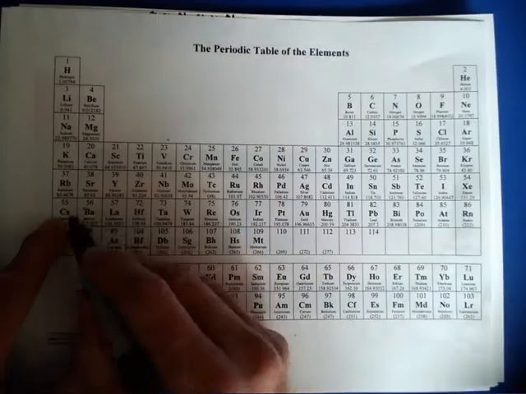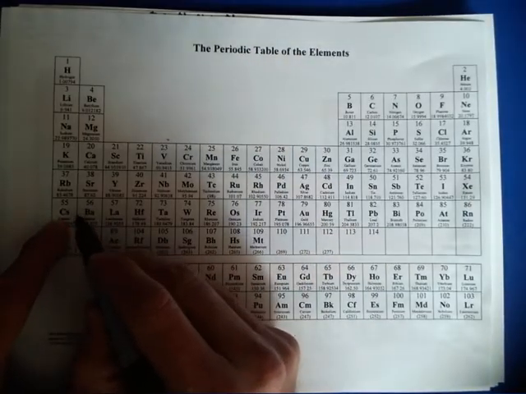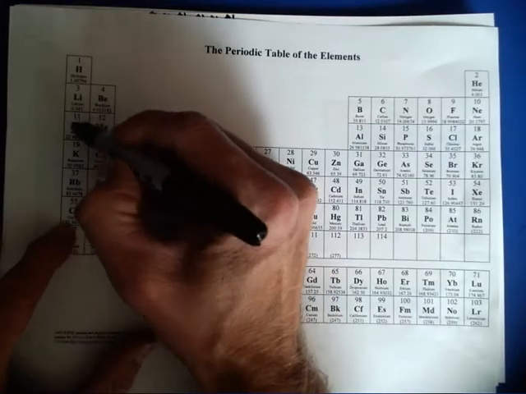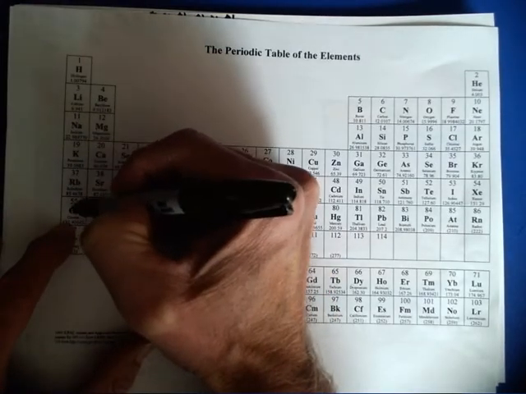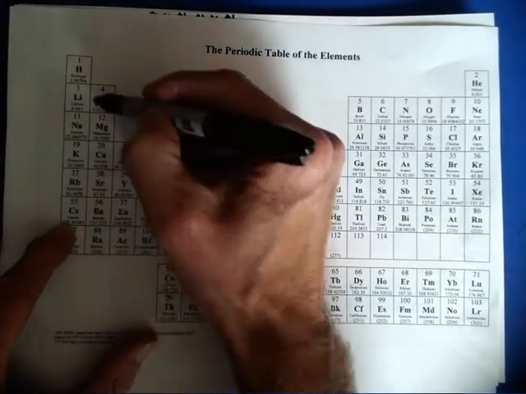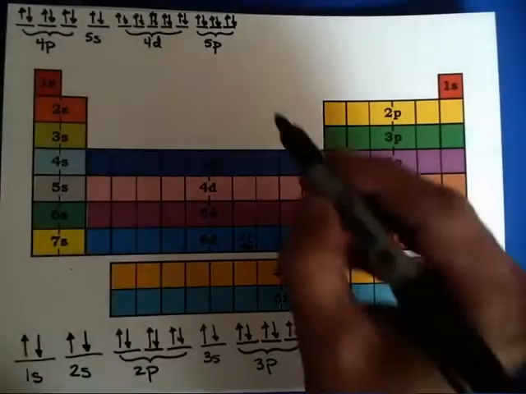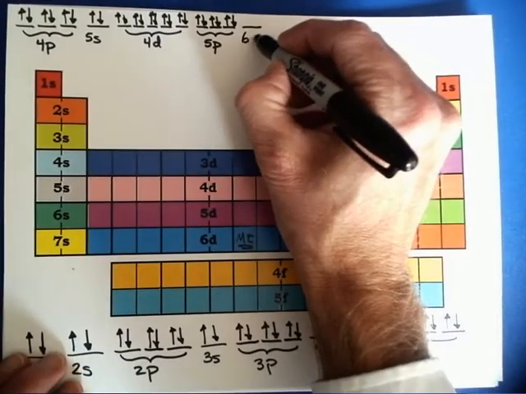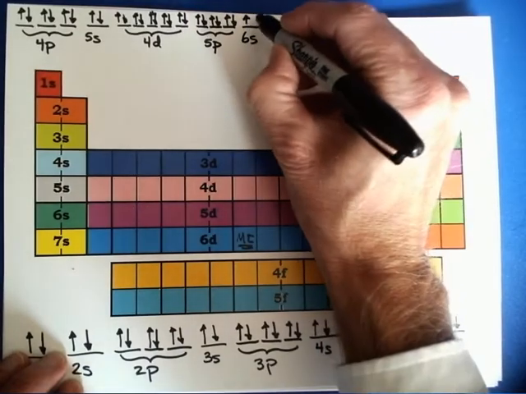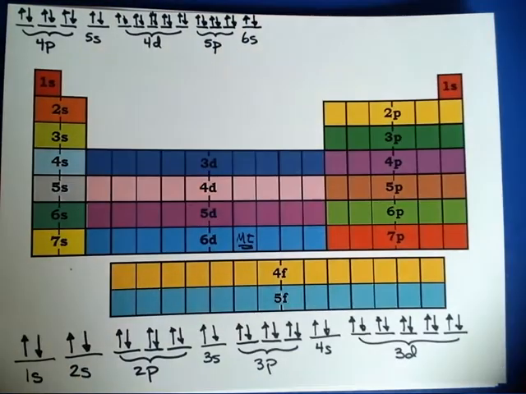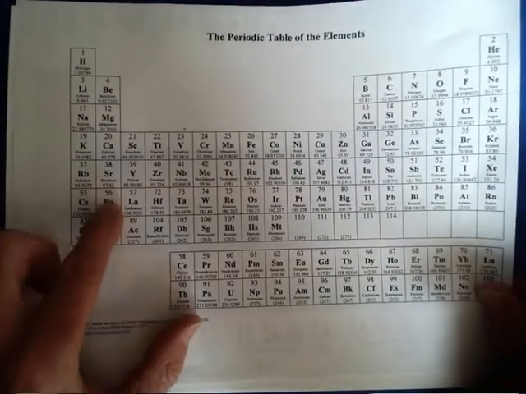So I'm going to move here to cesium. What orbital will I be filling? Well, 1, 2, 3, 4, 5, 6. So it's going to be the 6s, and I'm in the s block. So I'm going to start filling the 6s right here. Cesium, barium. I just filled these two.